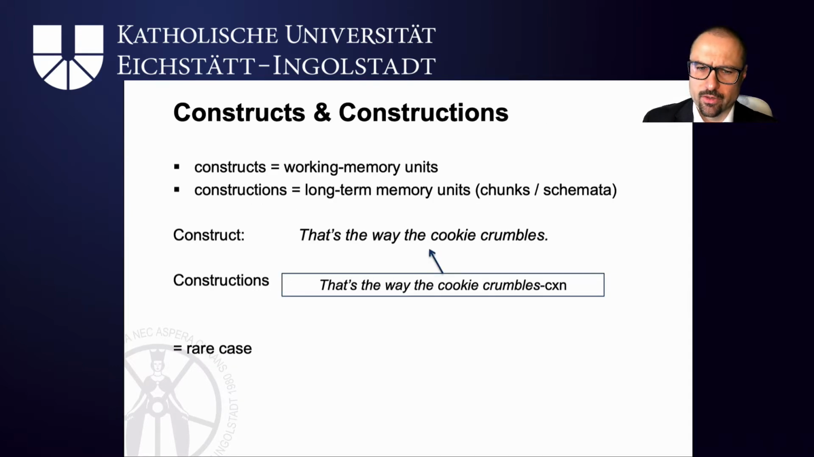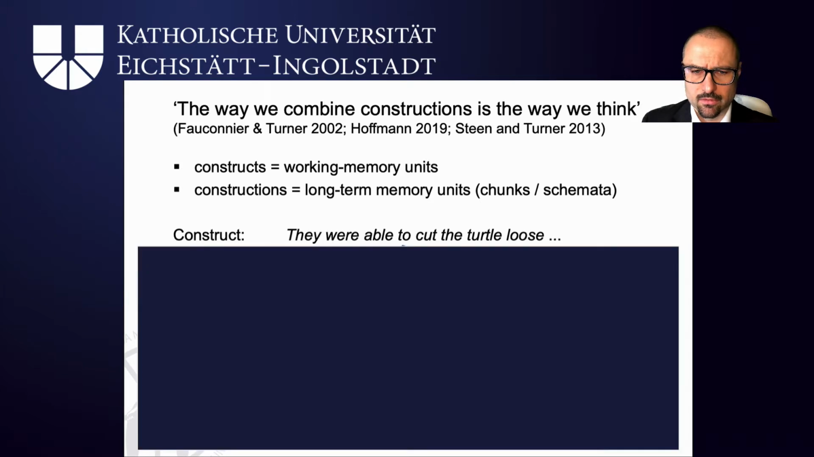Just a quick revision. Constructs are working memory units, whereas constructions are long-term memory units that are stored, and these can be chunks or schemata. Only in very rare cases do we produce an utterance like "that's the way the cookie crumbles," which actually instantiates only a single construction from the long-term memory. In this case, the saying "that's the way the cookie crumbles." More frequently, we will combine constructions into constructs, so more than one construction will be used for a specific construct.